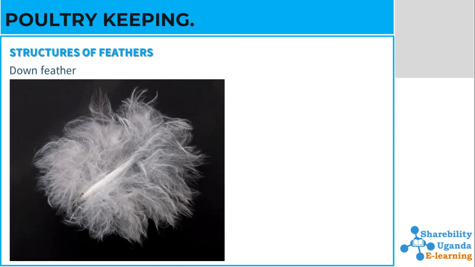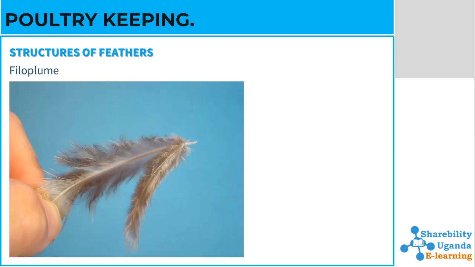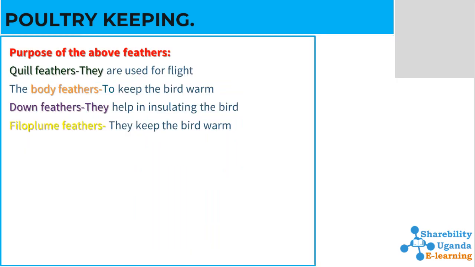This is the down feather that is found under the exterior part of a cock or a hen or any other bird. We have the phytoplankton, which is normally for decoration. They have various colors and they are normally for decoration and to keep the bird warm.